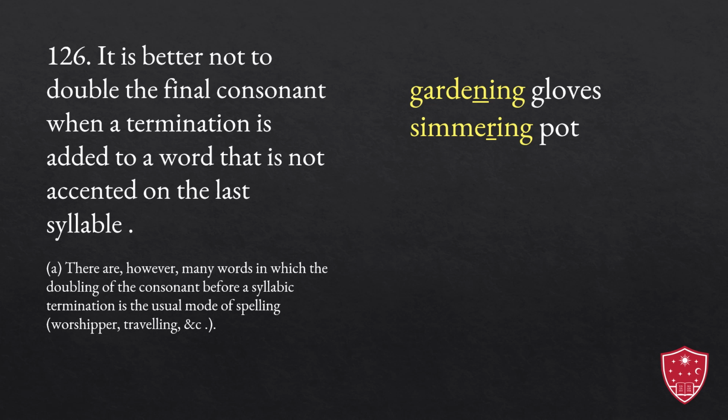Another example would be simmering pot. If a pot is left on the stove to cook slowly, we say it is a simmering pot. The verb simmer has an accent on the first syllable, not on the last syllable, so the consonant at the end of the verb, the R, is not doubled when we add ing. It is better not to double the final consonant when a termination is added to a word that is not accented on the last syllable.